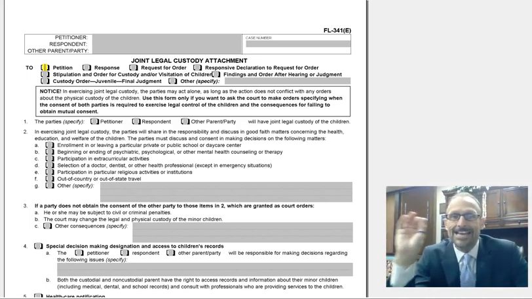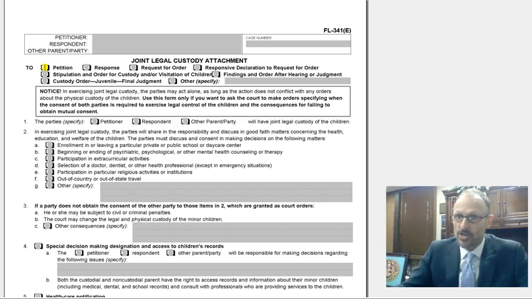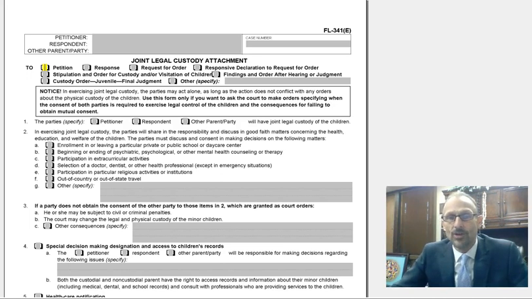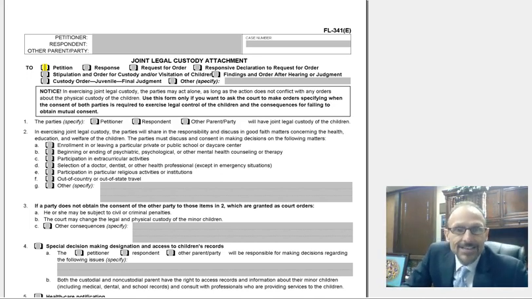But anyway, let's say in exercising joint custody, the parties will share the responsibility and discuss in good faith matters concerning the health, education, and welfare of the children. The parties must discuss and consent in making decisions on the following matters: enrollment in or leaving a particular private or public school or daycare center, beginning or ending psychiatric, psychological, or other mental health counseling or therapy, participation in extracurricular activities, selection of a doctor, dentist, or other healthcare professional, except in emergency situations.